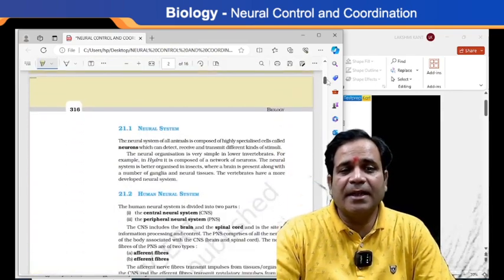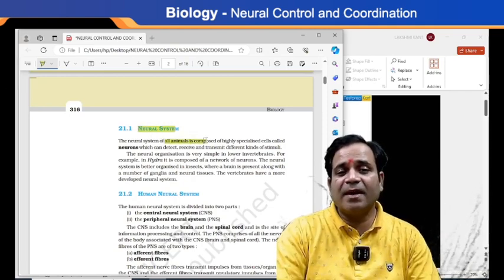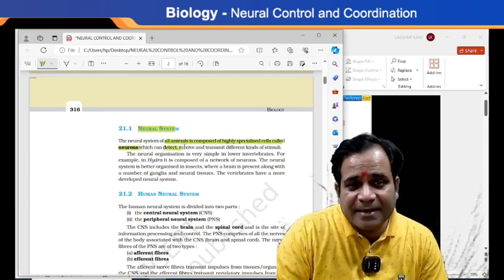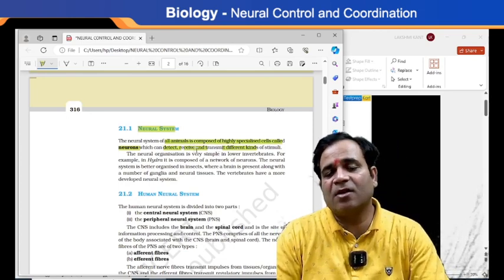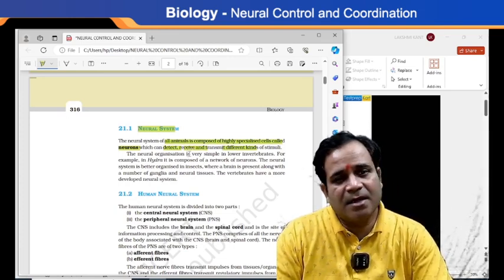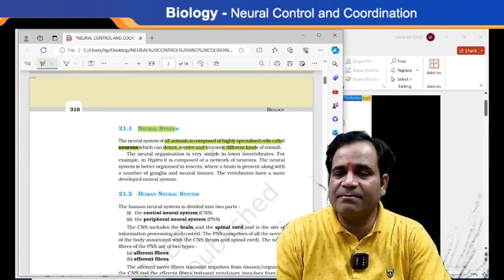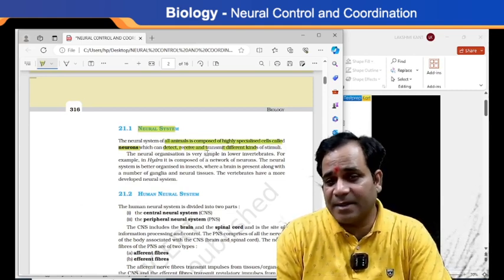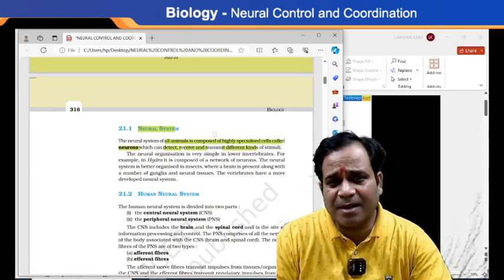Okay. Now here, the neural system. The neural system of animals is composed of highly specialized cells called neurons. Neurons can detect, receive and transmit different kinds of stimuli. So whatever stimuli we receive are received with the help of the neural system, or the neuron. Getting my point? The neural organization is very simple only in the lower invertebrates, not in higher complex organisms, my dear. Which are the lower invertebrates? Just like Hydra, Paramecium, Amoeba.